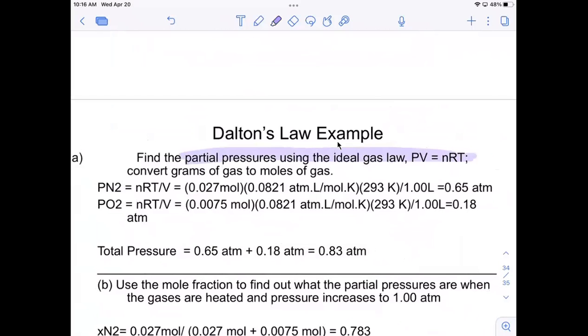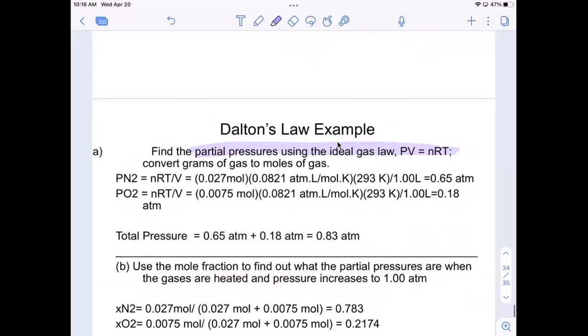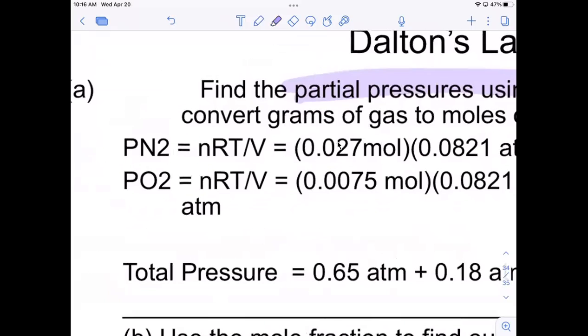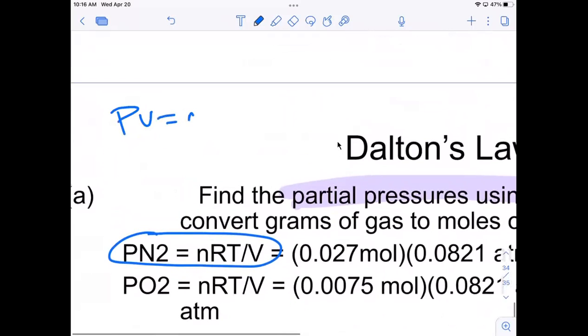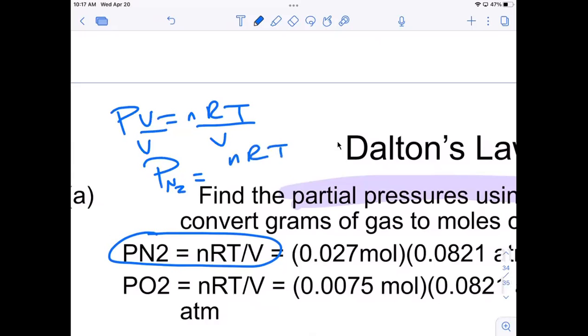We can talk about the R here, because R is going to be dependent upon the units of pressure, whether it's atmosphere or millimeters of mercury or whatever. There are multiple R values depending on what units you use. So we find the partial pressures using the ideal gas law. We can find the pressure of N2 by rearranging PV equals nRT, dividing both sides by V. So P N2 is nRT over V.